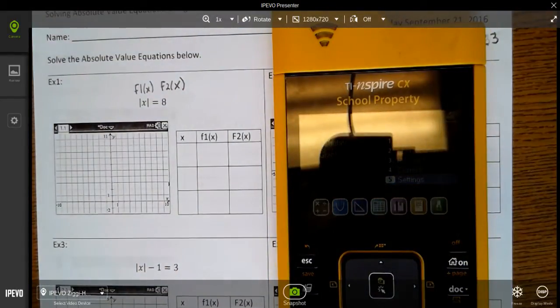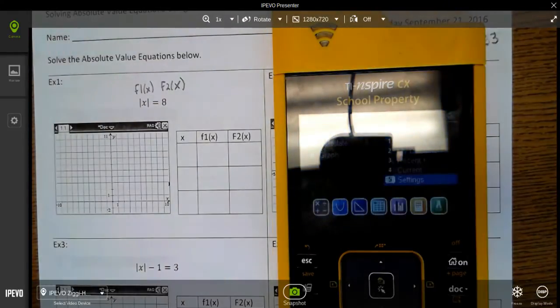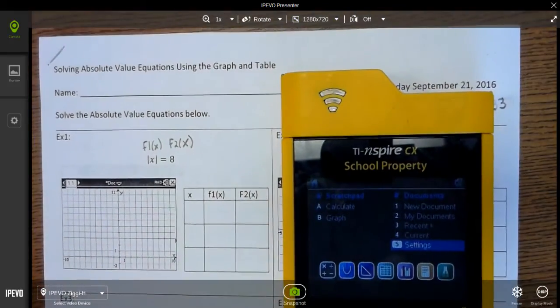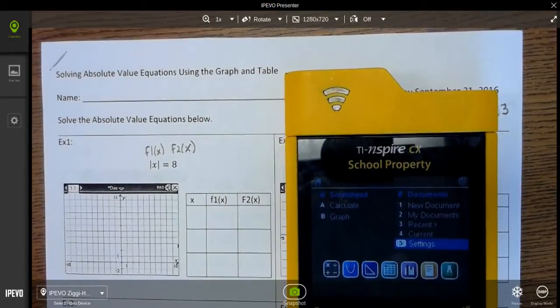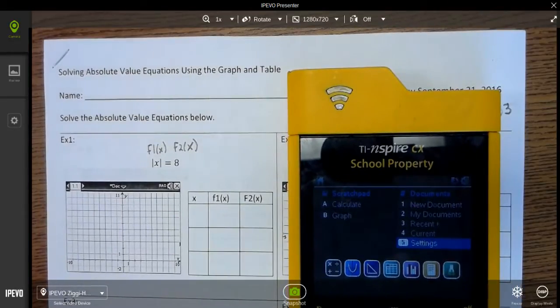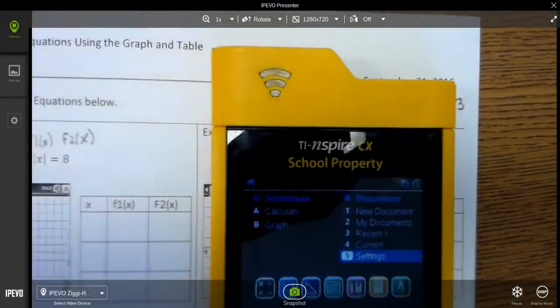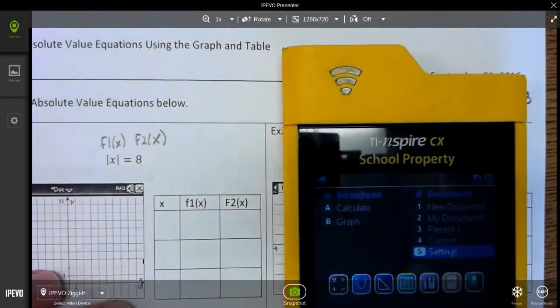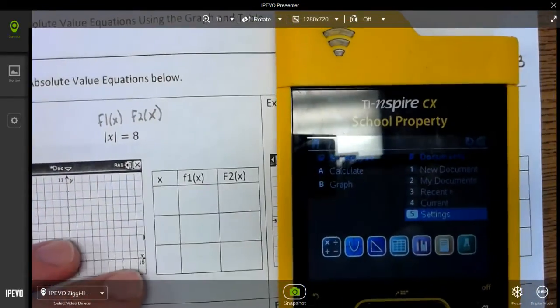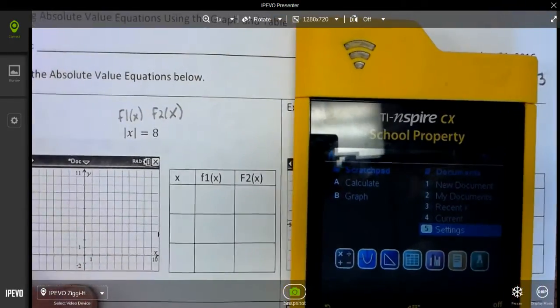Give me a minute to adjust the lighting so you can see the calculator. All right. I believe I've got the glare taken care of a little bit, maybe. There's a little bit of glare on the top, but I think you should be able to see it.